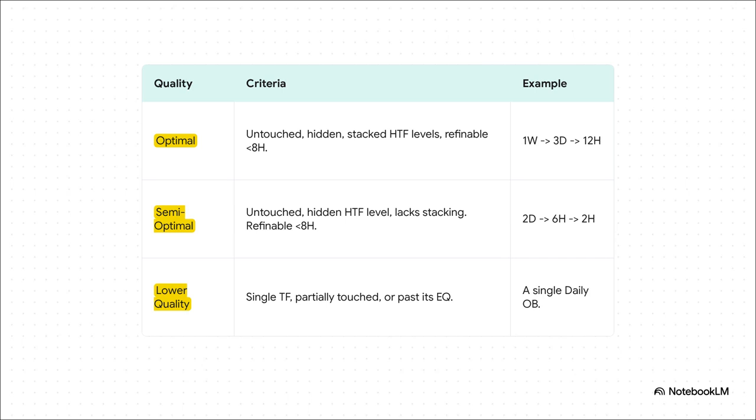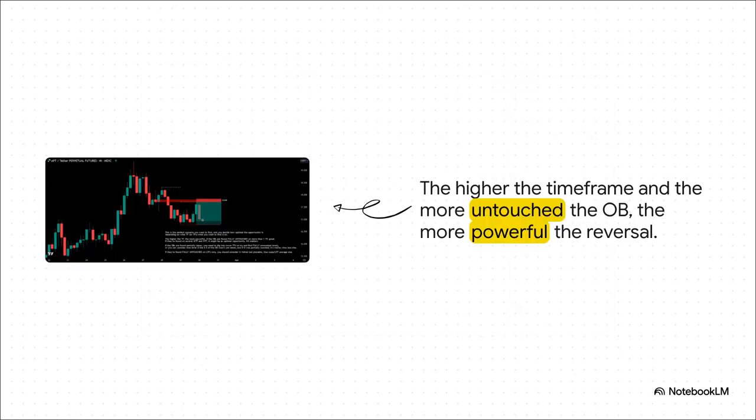And then at the bottom, you have the lower quality stuff. A single time frame block or one that's already been tapped. Yeah, they can work sometimes, but the probability is just so much lower. So when you're looking at a chart, here's how it plays out. You start broad.